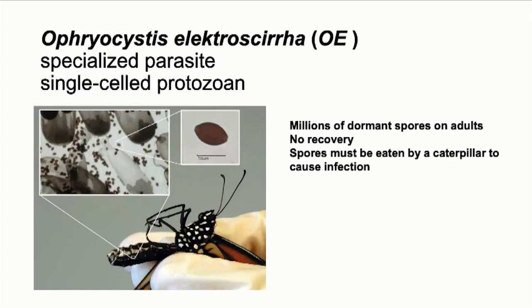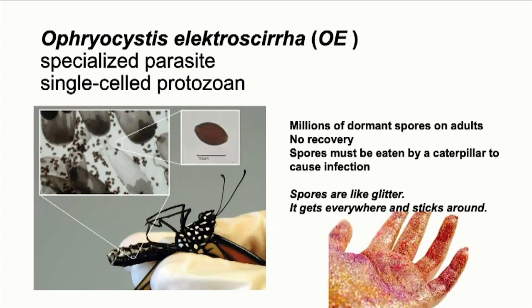I like to think of OE spores as glitter, because if you've ever played with glitter for an art project, it gets everywhere. It sticks around. Months later, you're still finding glitter in some place. These spores are kind of like that. And this actually has a lot of implications for the parasite transmission in the wild, and also if you are rearing monarchs indoors. So something to keep in mind.